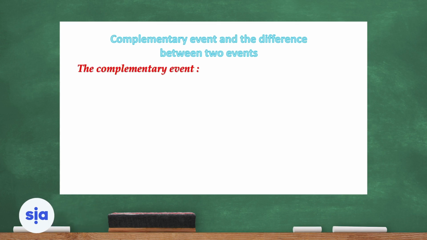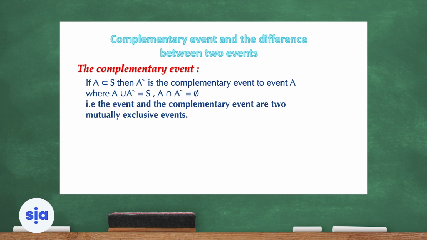In this session, we'll be learning about the complementary events and the difference between two events. What is the complementary event? Here, if A is a subset of S, then A complement, which is represented by A dash, is the complementary event to event A. Complementary event means all the elements in the sample space, but not in A.